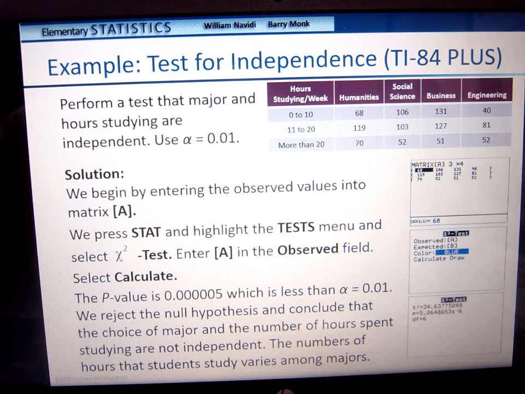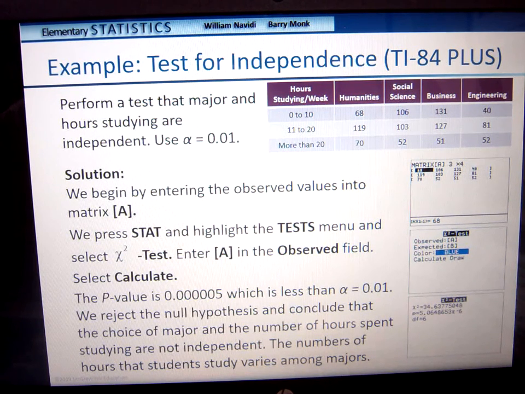We press stat and highlight the test menu, select the chi-square test, and then enter the A values in the observed field, then press calculate. Now the p-value is 0.000005, which is less than our 0.01. So we would reject the null hypothesis and conclude that the choice of the major and the number of hours spent are not independent.